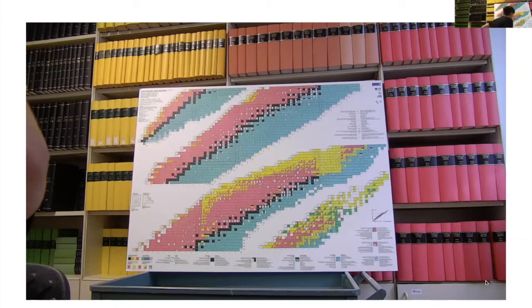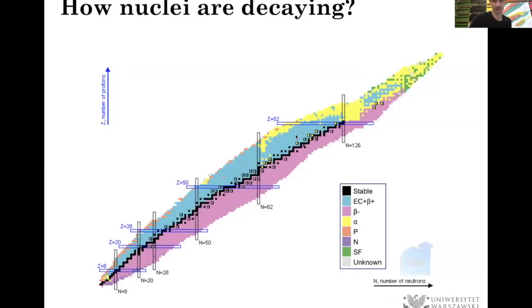So you have some numbers, 2, 8, 20, 28, 50, 82, that have been marked on this map, numbers for which nuclei have specific properties. This cannot be seen looking only at the way the nuclei are decaying, but we need additional information to understand what those numbers correspond to.